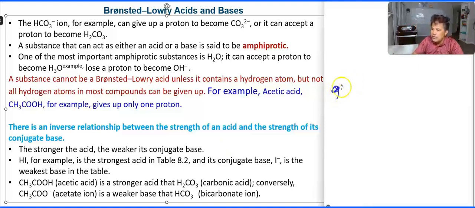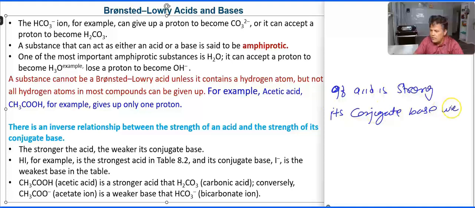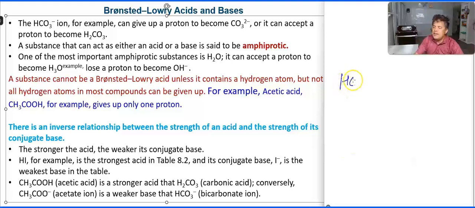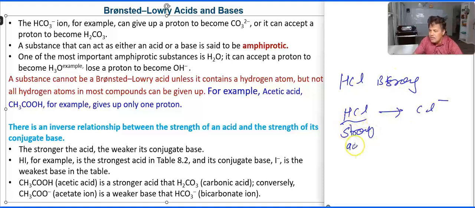If the acid is strong, its conjugate base is weak. If the acid is weak, its conjugate base is strong. For example, let's say HCl is strong. HCl is an acid, and its conjugate base is Cl minus, just remove the hydrogen. So it is a strong acid. This is the base because it has a minus charge. That's why it is a weak base.